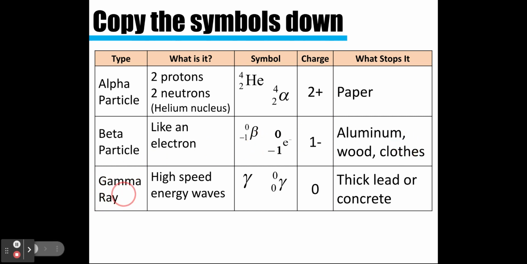Now, gamma rays, those are high speed, high energy waves, light waves. So the two symbols is either this symbol here that looks like a ribbon. That's the Greek symbol for gamma, right? Gamma, the third letter in the alphabet. So you can symbolize it with just this symbol here, or you could symbolize it with zeros, 0 on top for 0 mass and 0 on the bottom for 0 charge. And so again, thick lead or concrete is going to stop the gamma ray.